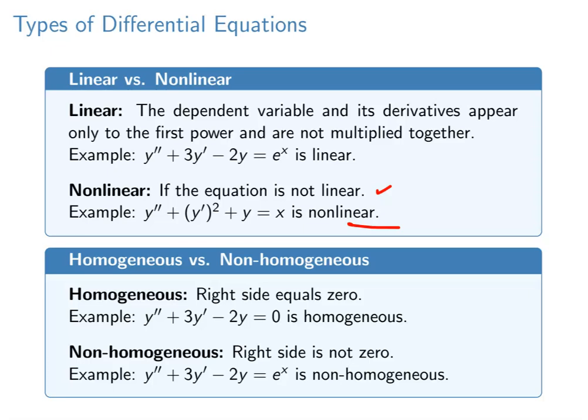Homogeneous means the right side equals 0. Whatever equation we have, if the right side is 0, that is a homogeneous equation, and non-homogeneous means the right side is not 0. So y'' + 3y' + 2y = f(x), where the function of x is nothing but e^x, that's why it is called non-homogeneous.